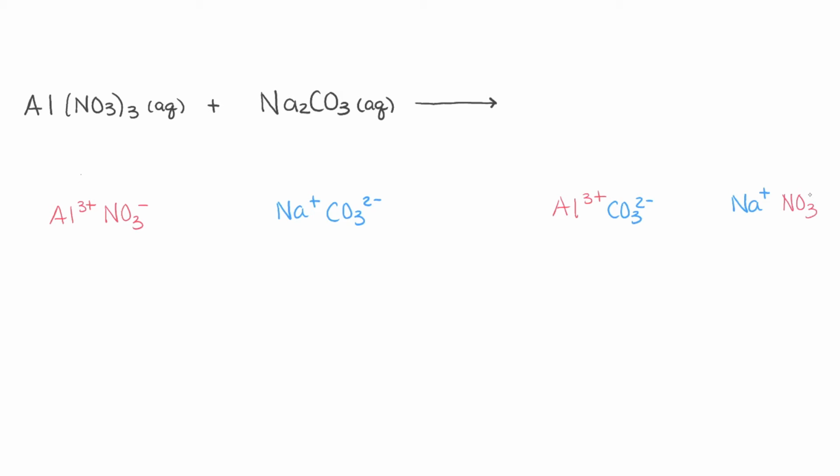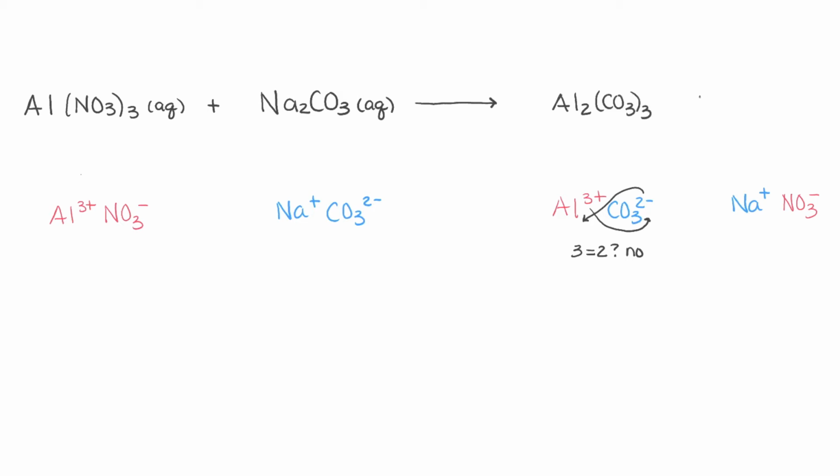To combine the first ion pair into a chemical formula, we'll ask the question, does 3 equal 2? Are the charges equal and opposite? And the answer is no. So we'll have to switch the charge values over to serve as subscripts. And when we do that, the first chemical formula will be Al2(CO3)3.